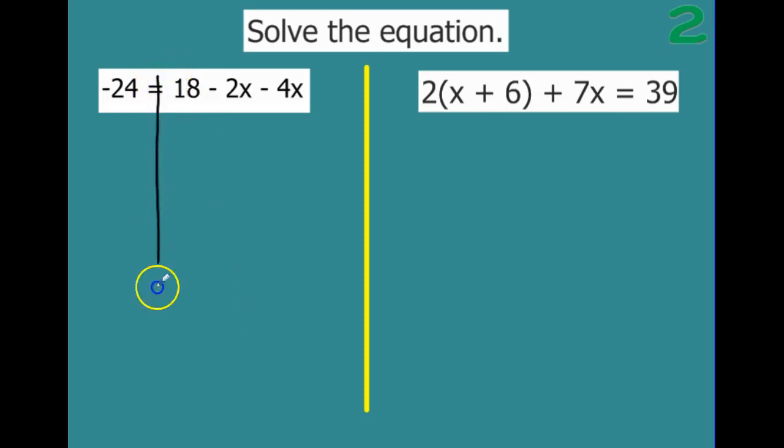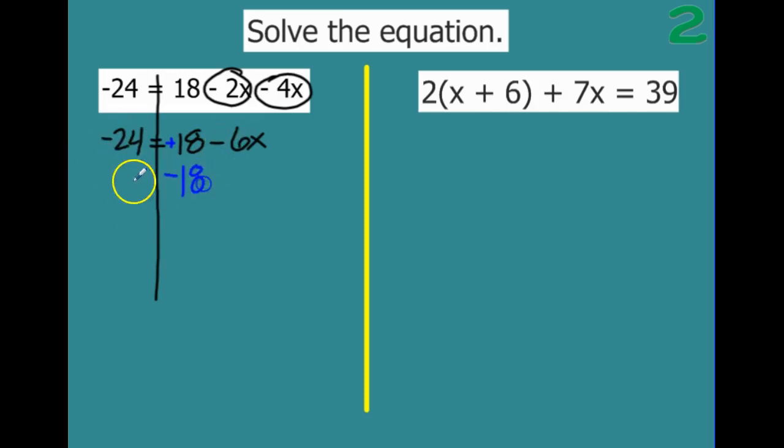Couple more like this. Here's another one just the same, negative x and a negative x. They're all negatives on the same side. Add them up. That gives me a negative 6x. Over here we have negative 24 and 18 there. Get rid of your addition and subtraction first. This is really a positive 18. We want to get x by itself, so that's why we're not moving the 24 anywhere. We're trying to move things away from the x side.